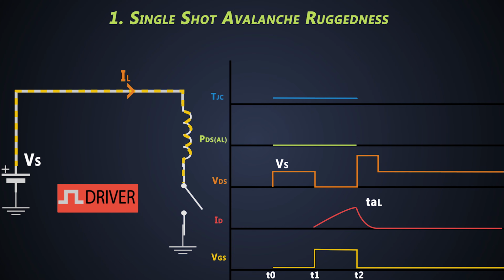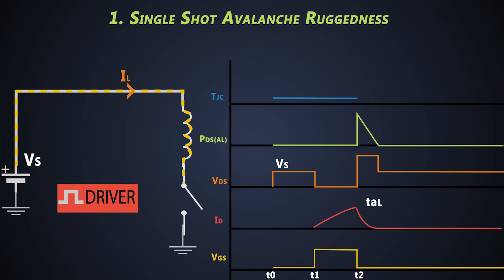If we see the power across the device, which can be calculated with simple multiplication of current and voltage, during an avalanche event, when the MOSFET turns off, this power reaches its peak value and decreases as the current flowing through the circuit decreases, which discharges the inductor.